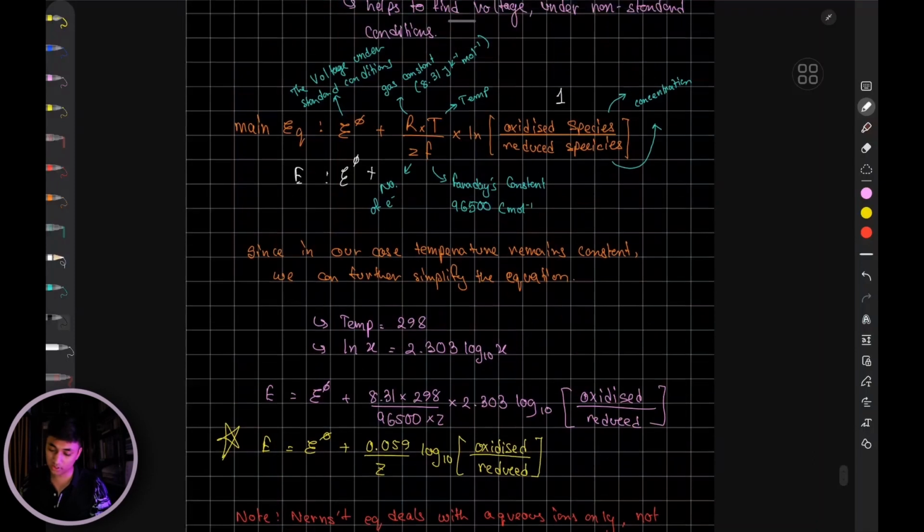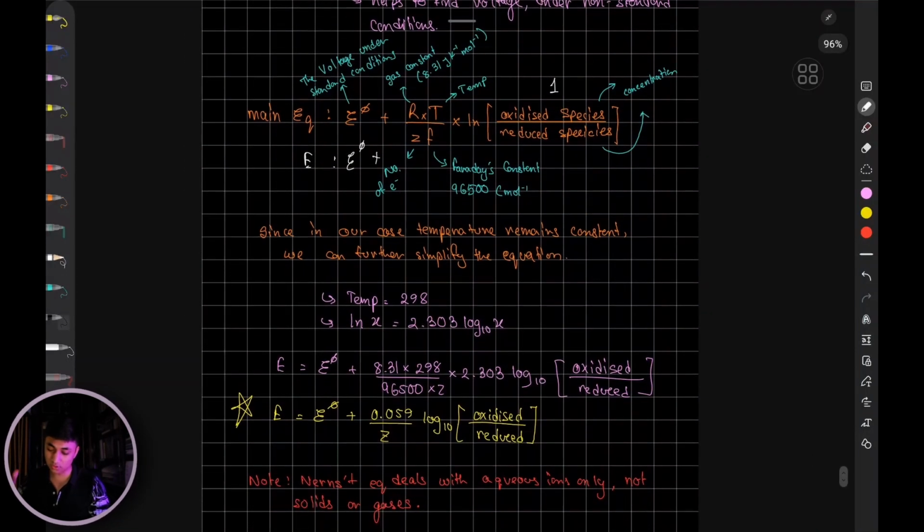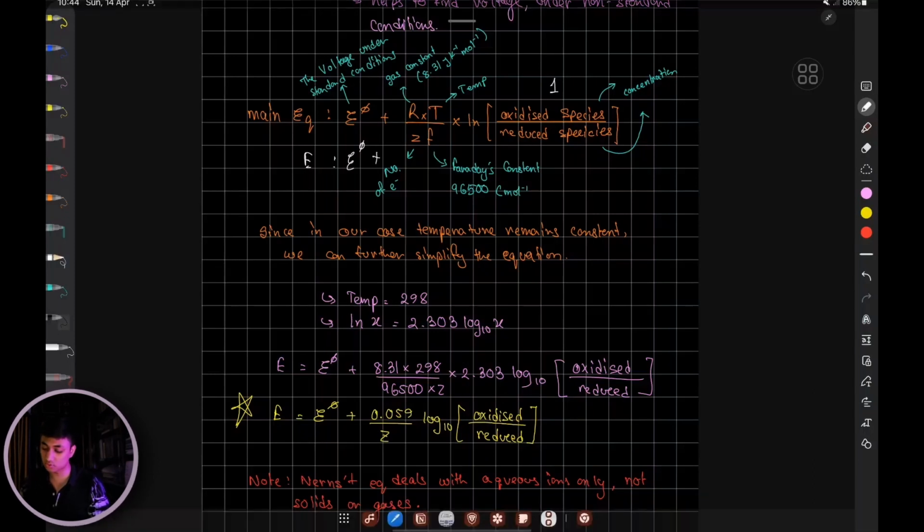So what are the things we're doing? We are substituting the constants with 8.31, that is R. We're substituting the temperature, 298. We're substituting the Faraday's constant, that is 96,500. And we're changing the ln function into a log base 10 function. How we do that, you don't need to know. If you remember this much, you're good to go.